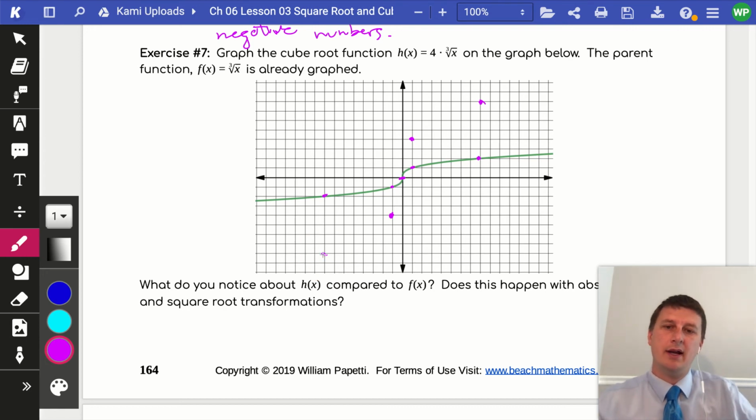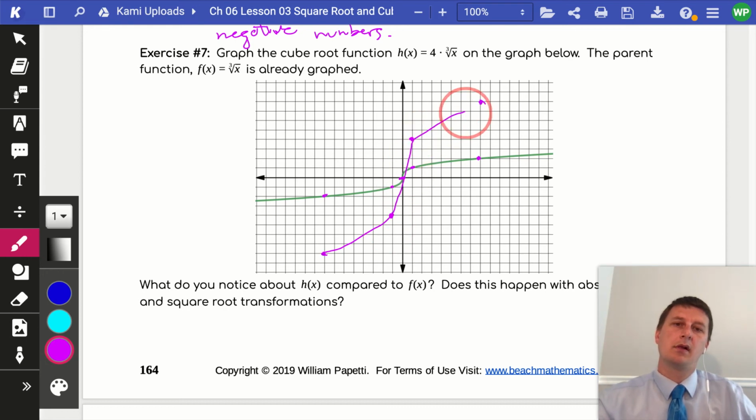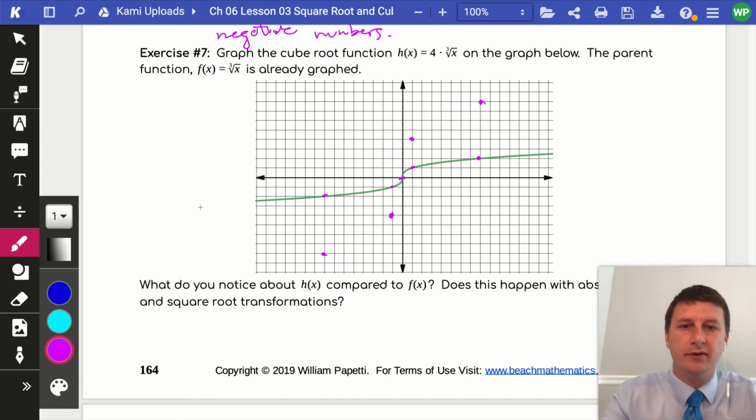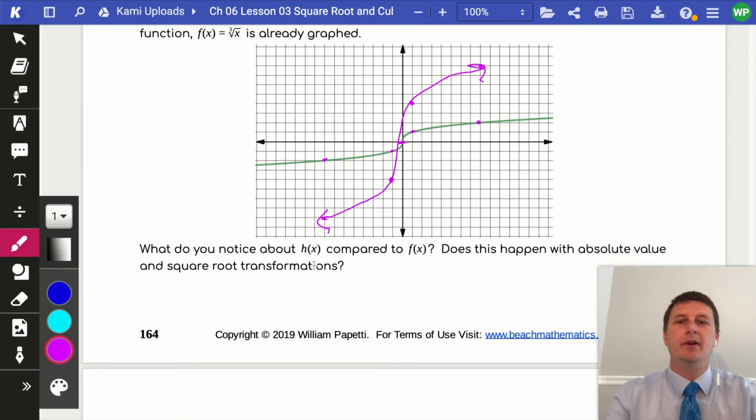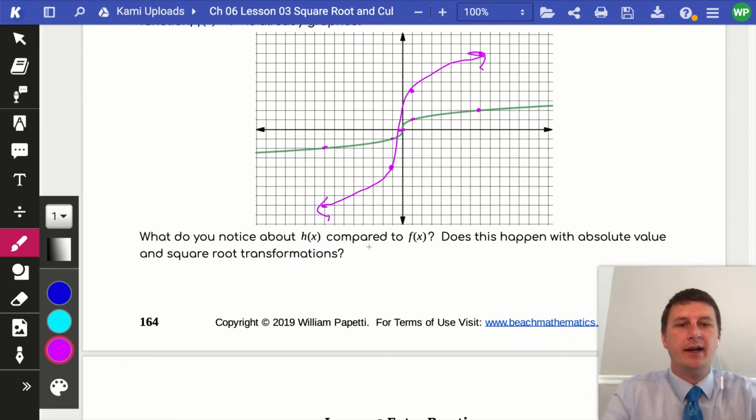And our new graph is going to look like this. And that should be curved right here. I could do that one more time, maybe. Let's try this one more time, and we're going to get a graph that looks like, there we go, that's a smoother curve. Now, what do you notice about h of x compared to f of x?